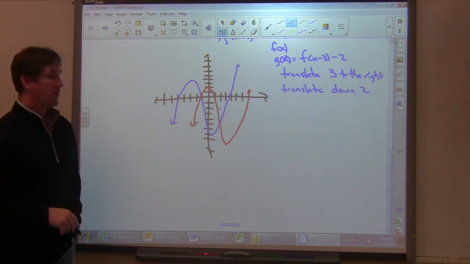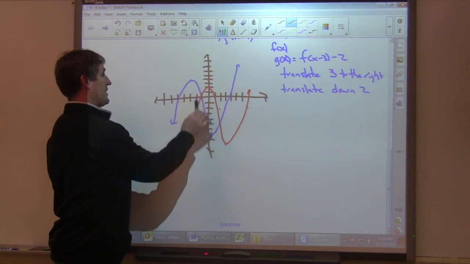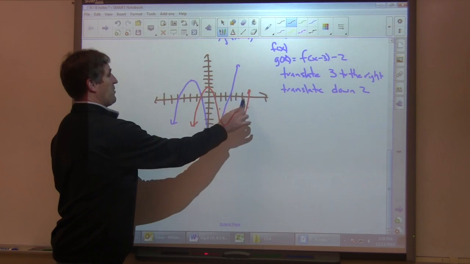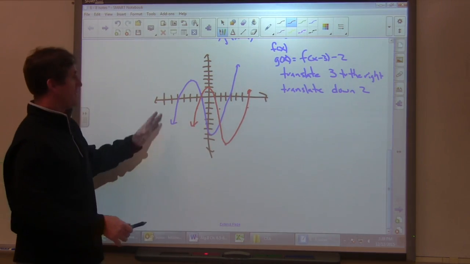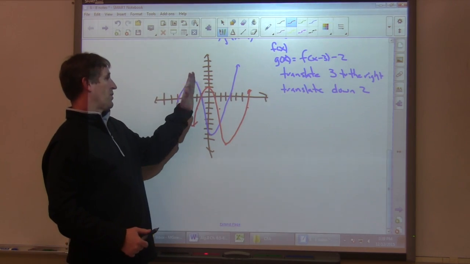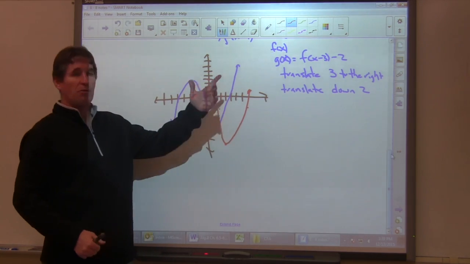And I'm done. So you just pick points on the graph. You want to take the turning points and then just other points that make it easy for you to connect it. And again, it's not going to be perfect, but you can see it gives the idea that we know it's shifted over 3 and down 2. And that will be your graph.